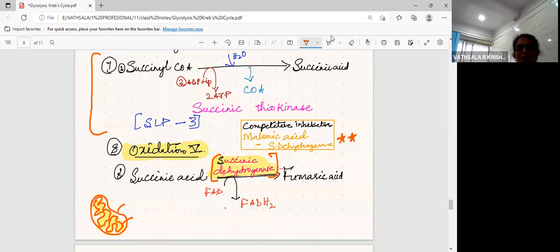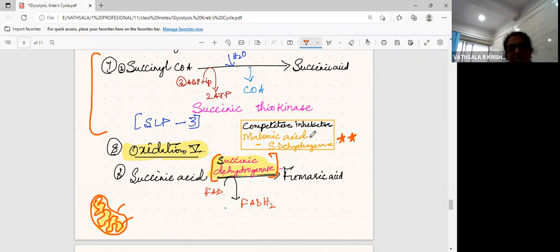Therefore, malonic acid acts like succinic acid, and if malonic acid is present in your body, you die. Why? Because succinic acid cannot bind to succinic dehydrogenase; the enzyme will bind to malonic acid instead. When it binds to malonic acid, further formation of ATP does not happen. Oxidation would not happen. It causes suffocation, breathlessness, hypoxia. All these would occur. Are you understanding?